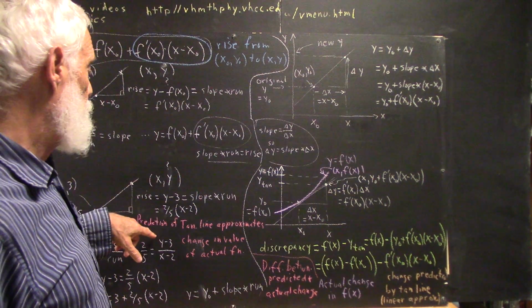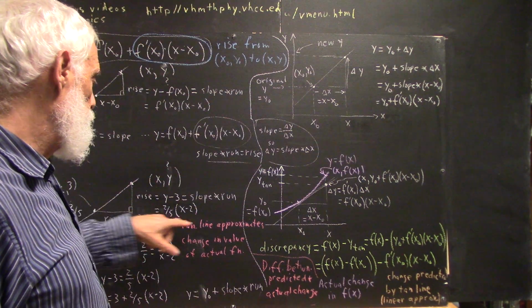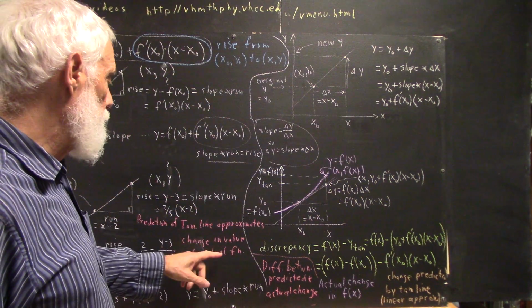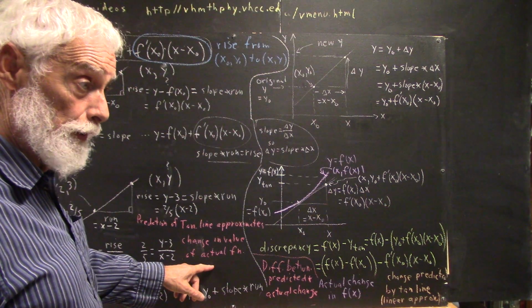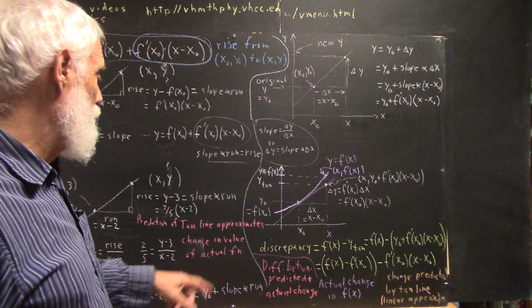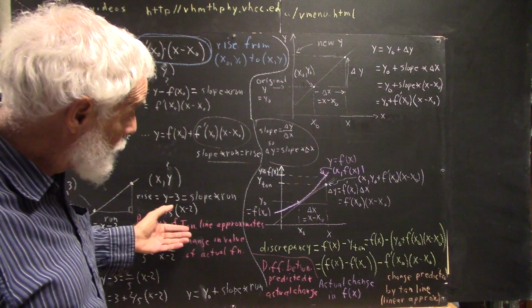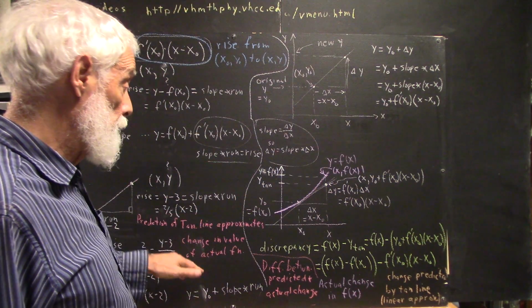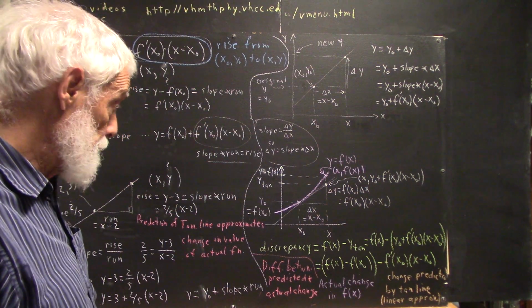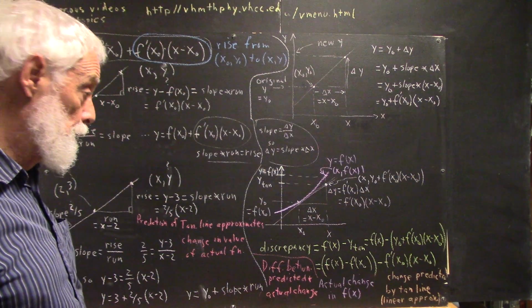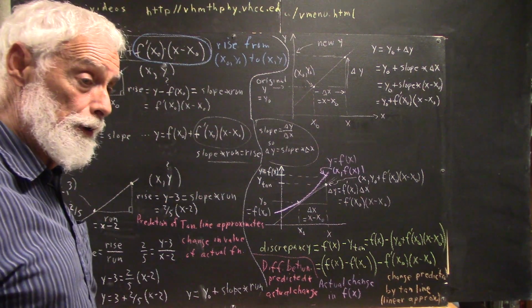Okay, so bottom line, the change predicted by the tangent line approximates the change in the value of the actual function. Okay, and that's really the point: the change predicted by the tangent line approximates the change in the value of the actual function. Okay, now we'll go on to an example and see how this can be of benefit.